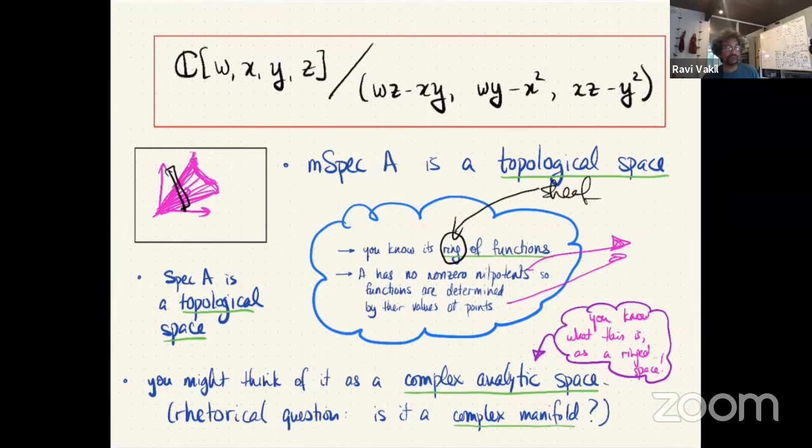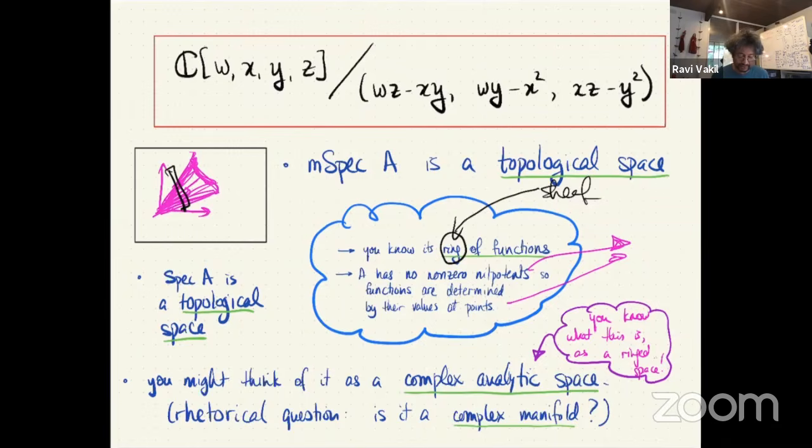And also, if you prefer to think about it as a complex analytic space, you know what it is. It's just inside C to the 4 cut out by this equation. So once again, nothing super complicated. Maybe I should say as a complex analytic space, you need to know what the sheaf of functions is. And they're just the restrictions of the complex analytic functions to this set. The functions are determined by the values of points. Okay, so you know all this, and maybe a rhetorical question right now is, if you buy it as a complex analytic space, you could ask, is it a manifold?